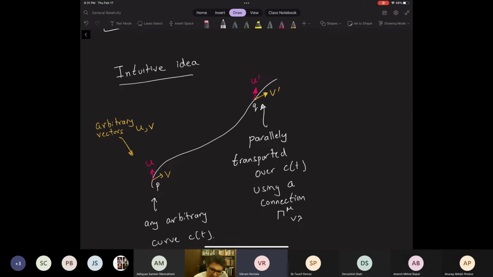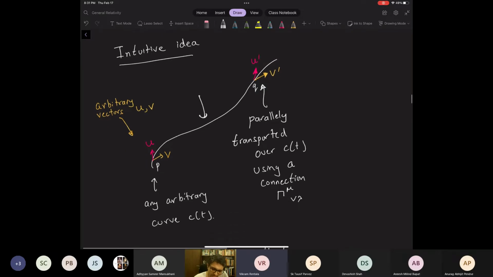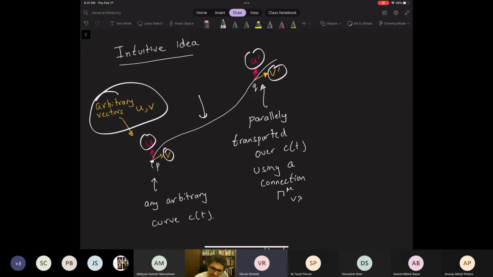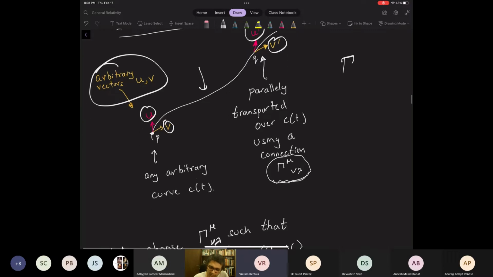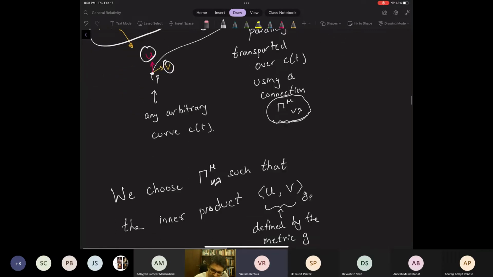Suppose you have an arbitrary curve. I've shown here an arbitrary curve, and I've taken two arbitrary vectors u and v at this point P. And now I parallelly transport these vectors to u prime and v prime at some other point q on this curve, using this connection gamma mu nu lambda. So you give me a connection, and I'll tell you how to parallelly transport them. You can give me a gamma on any manifold.